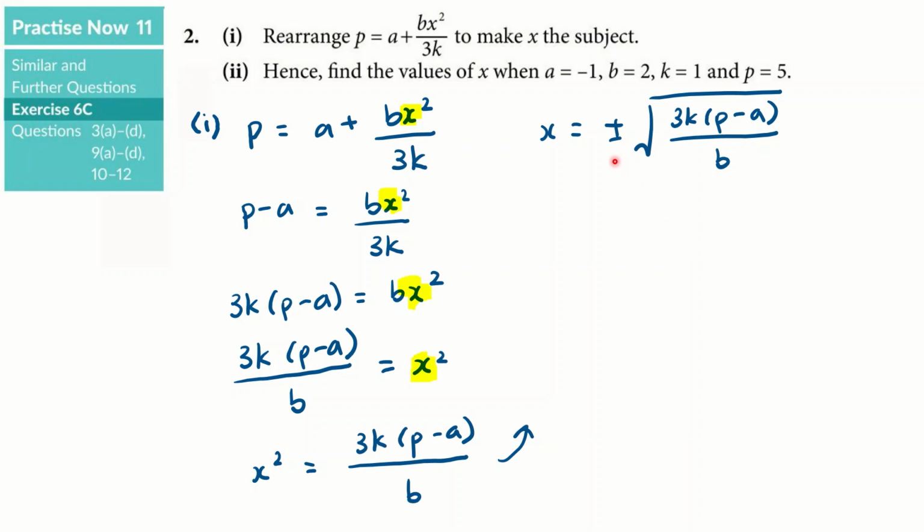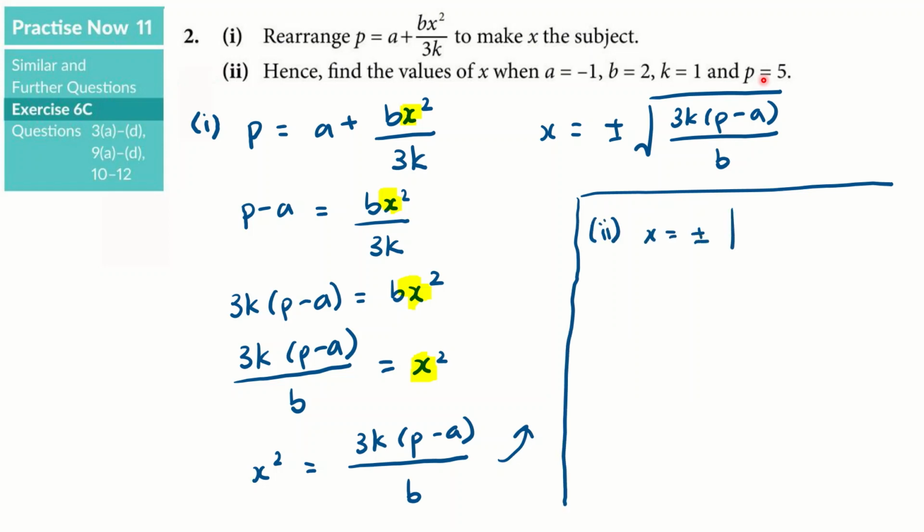Part 2, I hope it isn't a challenge. It is the same as what we have been doing earlier on. We want to find the value of x, by using our formula in part I, such that a is -1, b is 2, k equals 1, p equals 5. So we replace the individual variables here by the corresponding values. So my answer will be x equals plus minus square root of 3 times 1, where k is 1, times p, which is 5, minus a, and a is -1, so it's minus -1, divided by b, which is 2. Don't forget the square root, don't forget the plus minus sign.